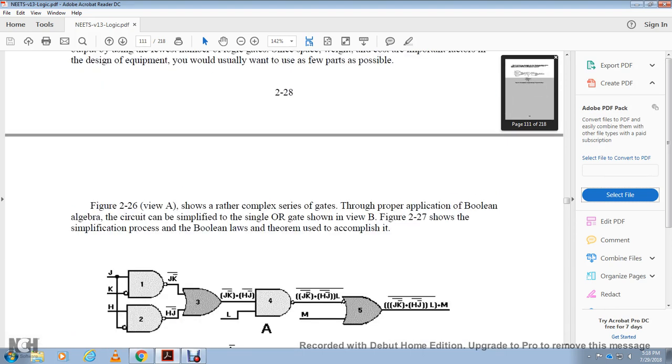Figure 2-26 view A shows a rather complex series of gates. Through the proper application of Boolean algebra, the circuit is simplified to a single OR gate, as shown in view B. Figure 2-27 shows the simplification process of the Boolean theorem used to accomplish it.